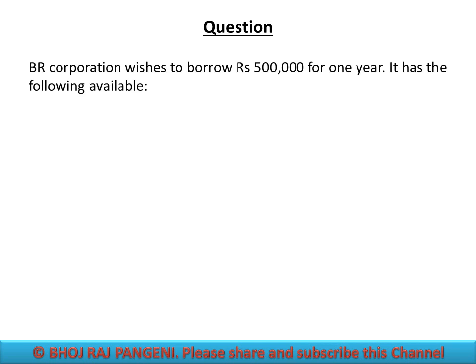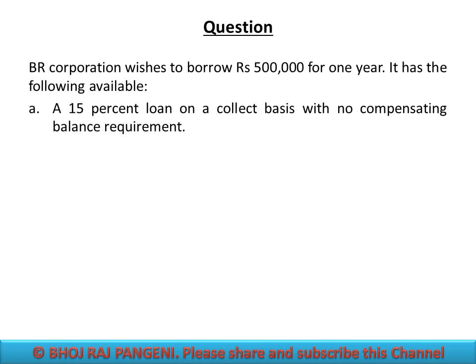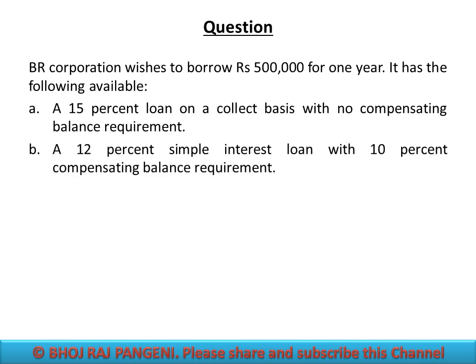Now, have a look at the question. BR Corporation wishes to borrow rupees 500,000 for 1 year. It has the following available alternatives. A, a 15% loan on collect basis with no compensating balance requirement, and B, a 12% simple interest loan with 10% compensating balance requirement.